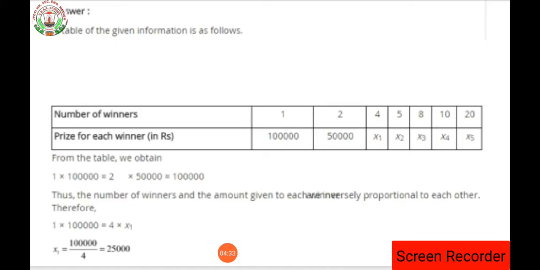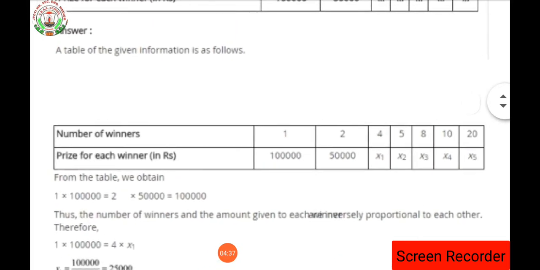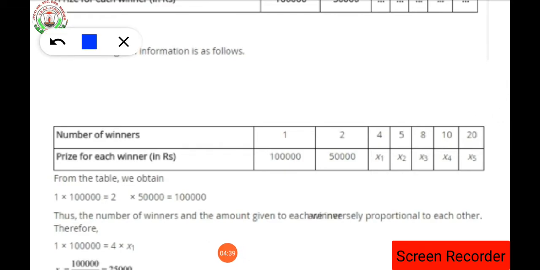So this part we are going to consider as x1, x2, x3, x4 and x5. This we have to find out. Since here it is an inverse proportion, if one person is getting 1 lakh and 2 persons are getting 50,000 each, then what will it be?